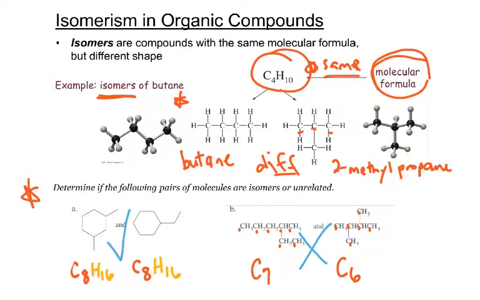All right. So those are what we call simple or structural isomers. Just 2-dimensionally looking at them, we can tell they have a different shape. They're connected in different orders.